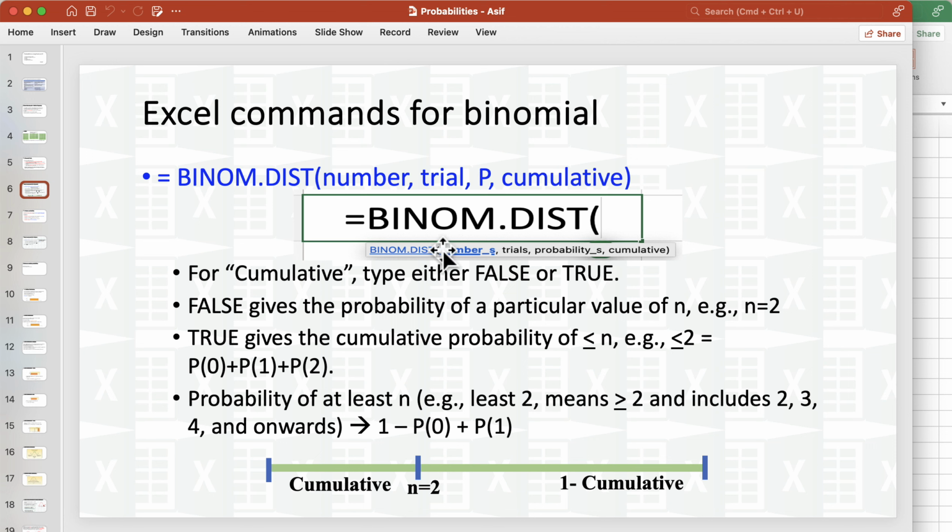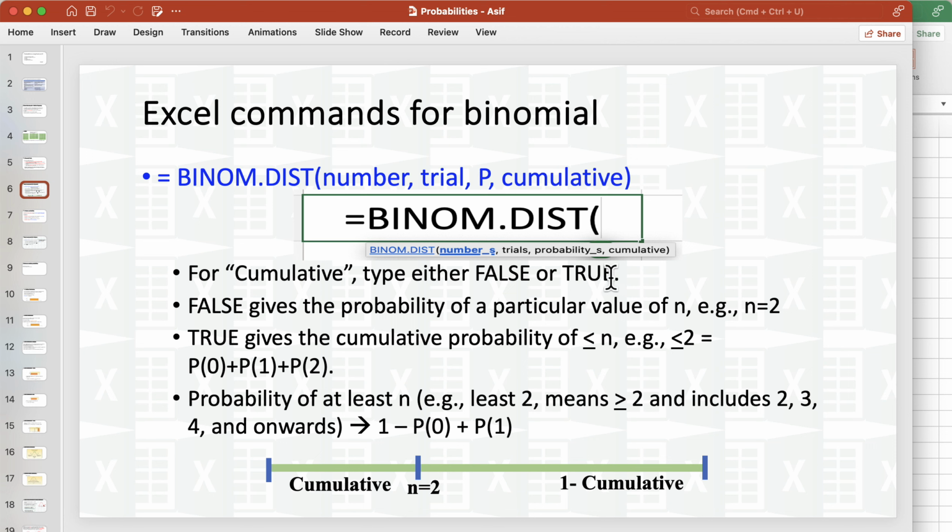So for example, in the example of flipping a coin, and you are interested in determining the probability of having 6 heads or 6 tails, 6 will be number. And because you are flipping it 10 times, the value of trial will be 10. And probability in this case will be 50%, because we know the probability of getting a head or tail is 50%. And for cumulative, it requires input as either false or true. So you need to mention one of these, false or true.